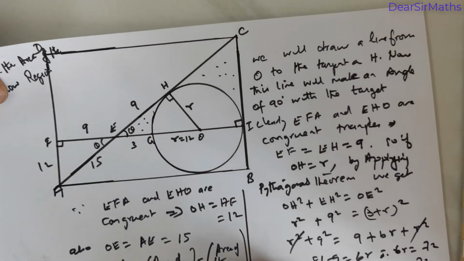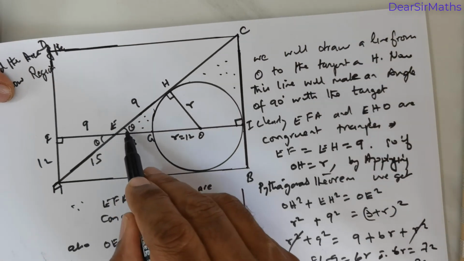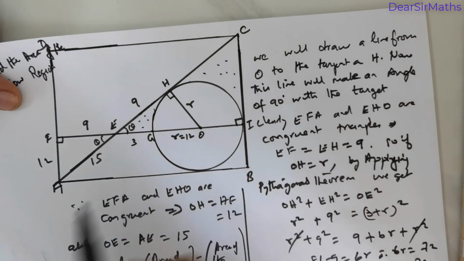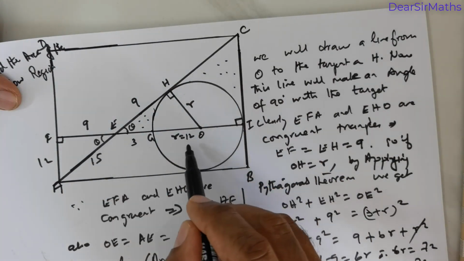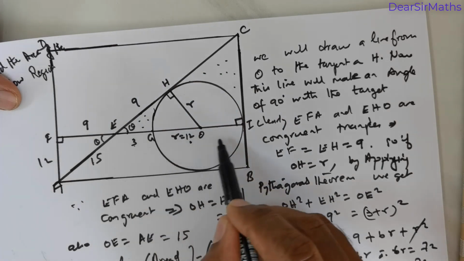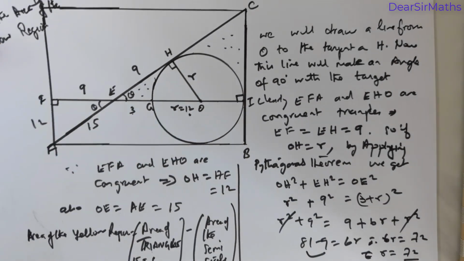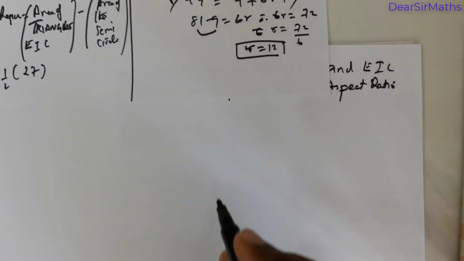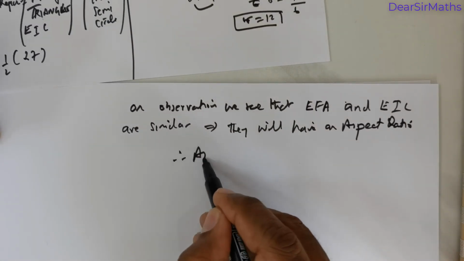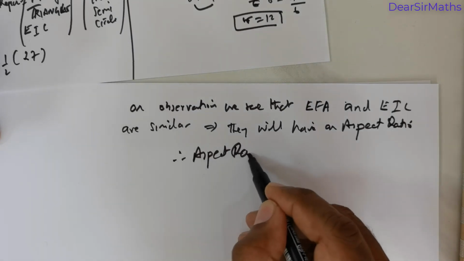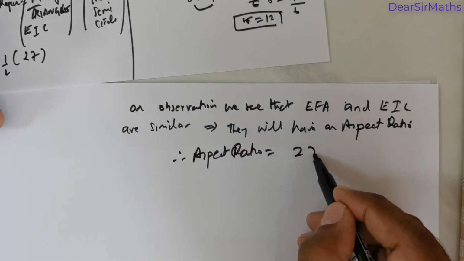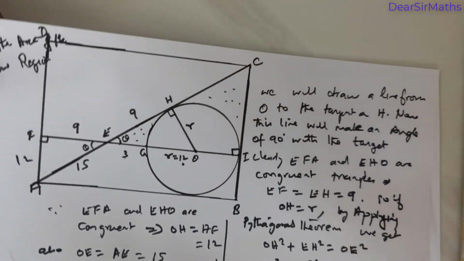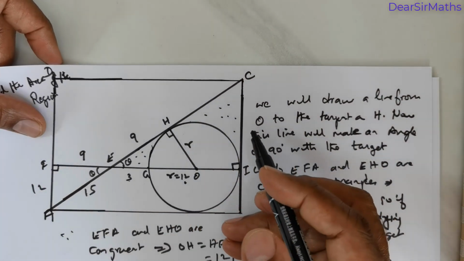Now watch here. Now this is theta, this is opposite, this is adjacent. Right? Now what is the total length of adjacent? 3 plus 12, 15 plus 12, 27. And what is this adjacent side? 9. So what is the aspect ratio? 27 divided by 9 is equal to 3. That's the aspect ratio. That means all the sides are multiplied by 3.